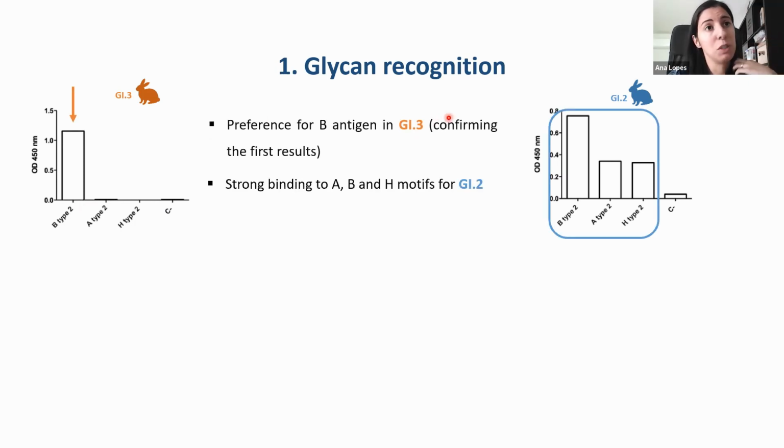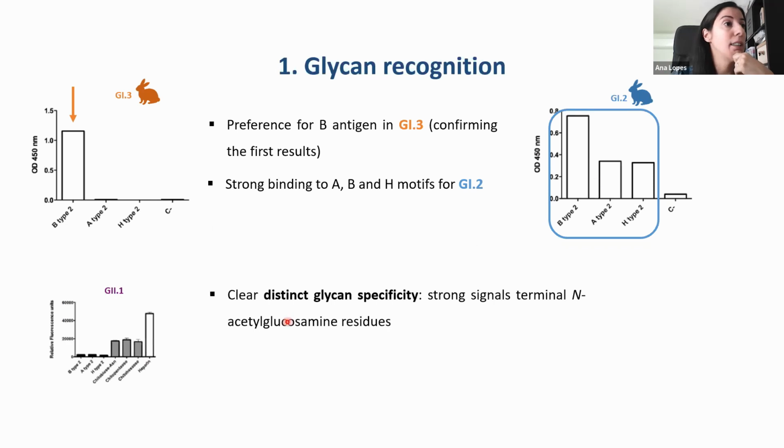And for G1.2, we also confirm the results of an equal recognition of A, B, or H, although it has a slight preference for the B antigen, but it recognizes the three of them. However, for G2.1, the hare pathogenic lagovirus, we see a clear distinct glycan specificity, that it doesn't bind to A, B, or H, but it recognizes these three sugars, which are terminal N-acetylglucosamine residues.